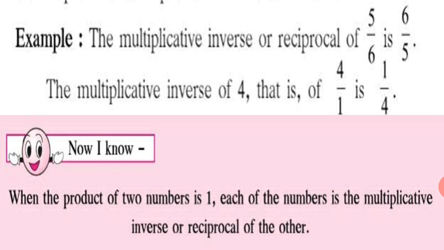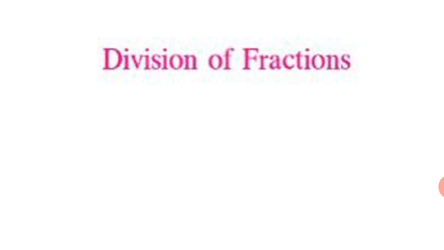So multiplicative inverse or reciprocal is nothing. Whatever fraction you have, just turn it upside down. That is, numerator will go into denominator and denominator will become the numerator. And such a fraction is called its reciprocal or multiplicative inverse. The second part today you are going to study is division of fractions. Now, how to divide fractions? Once you have learned how to write the multiplicative inverse, division of fractions is very simple.